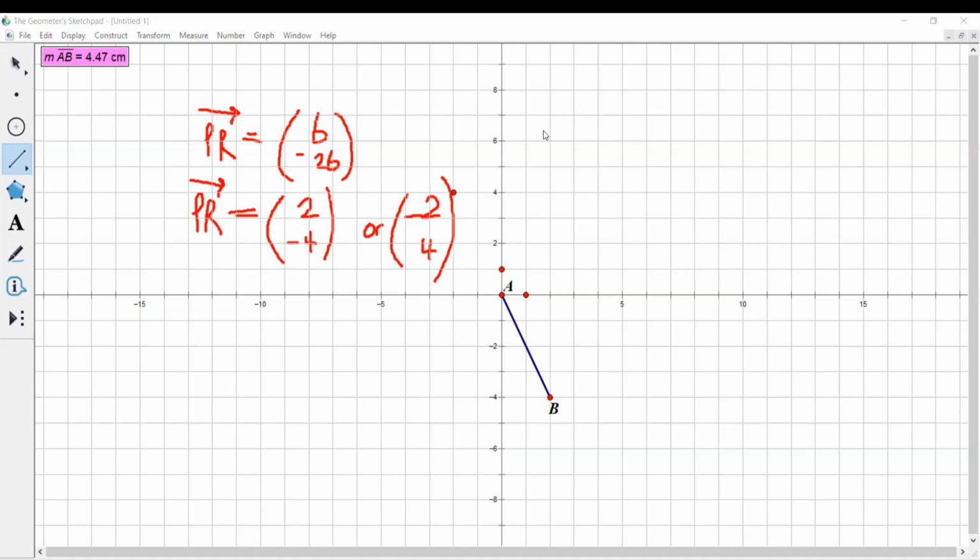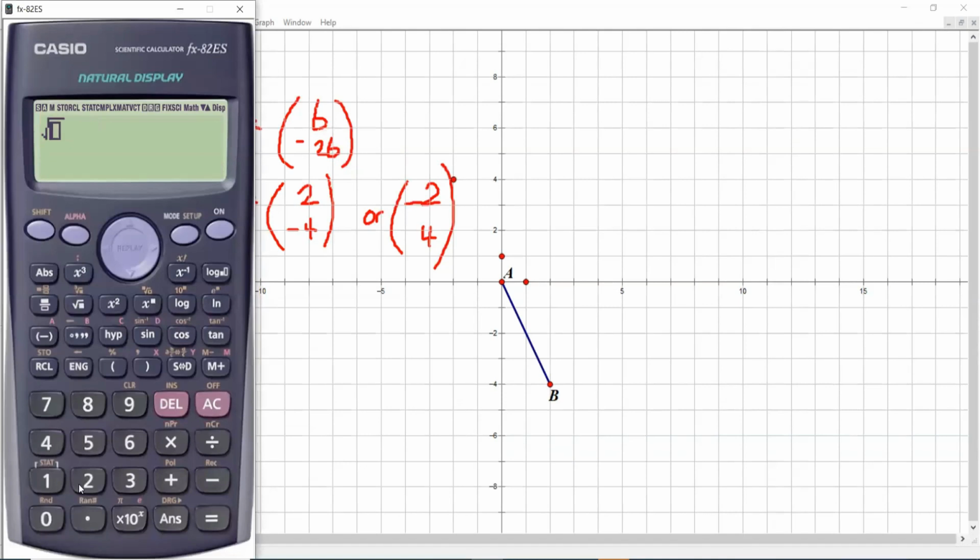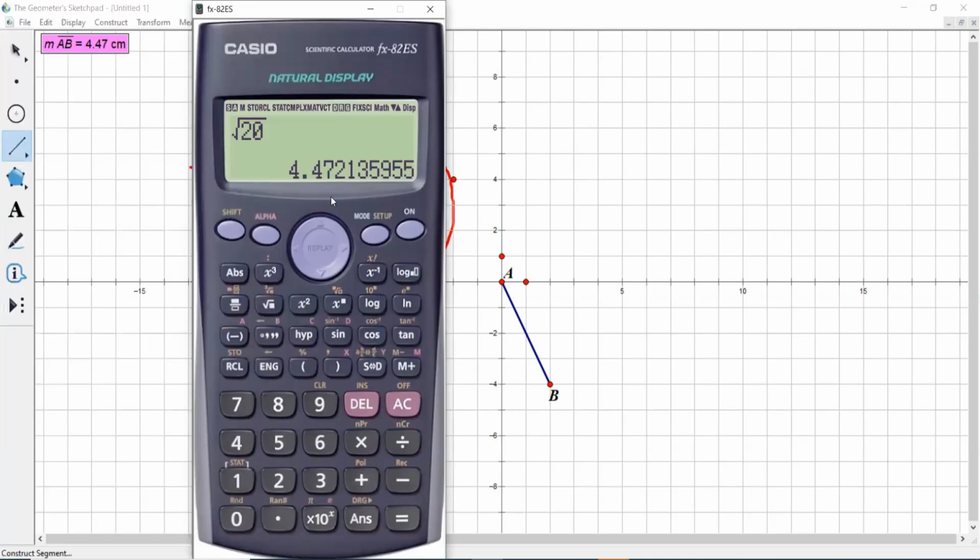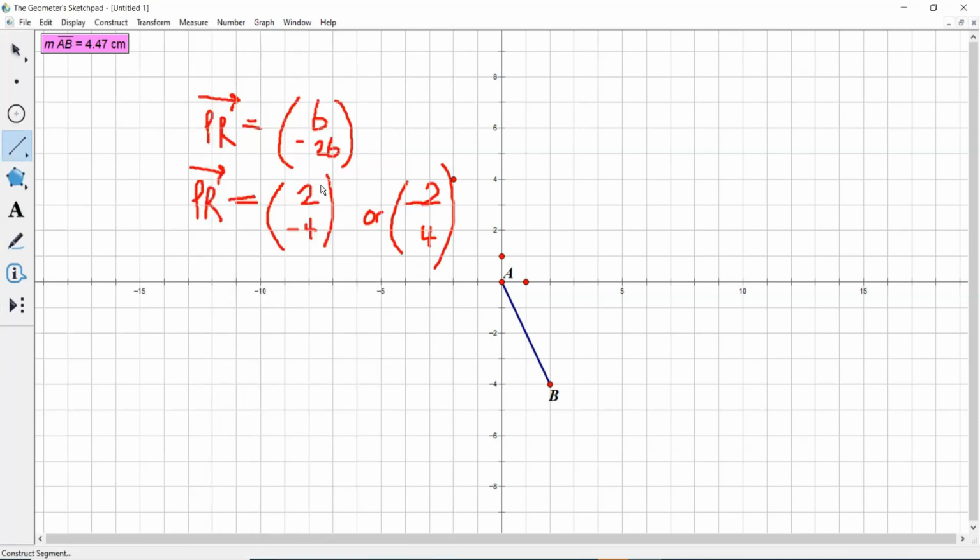If you don't believe me, I'm going to actually show you on the screen right here. Look at this. Root of 20 is 4.47. So indeed, b has to be 2 or negative 2 in order for the length of the line to be root 20. All right, nice.